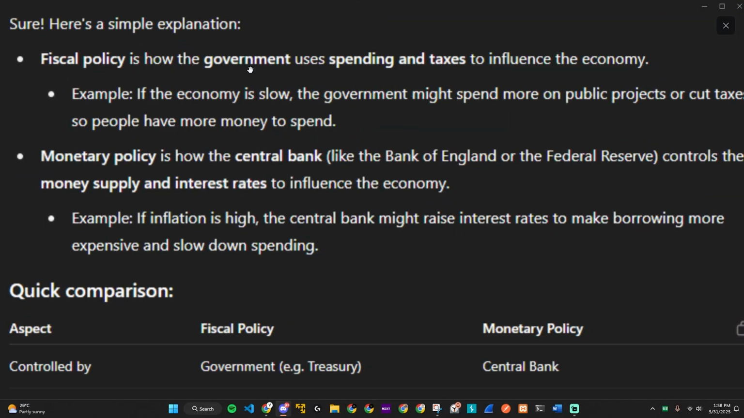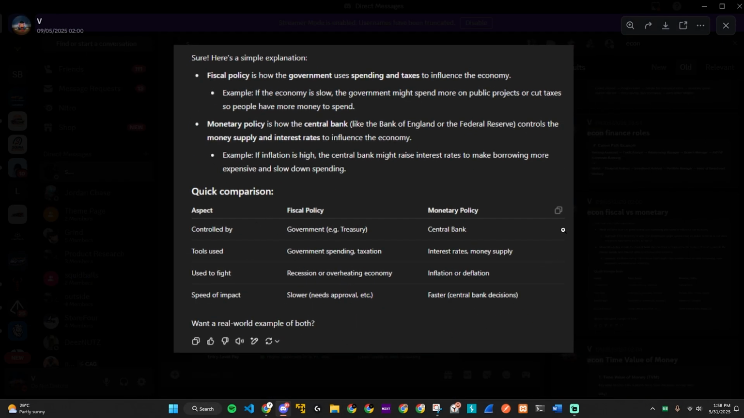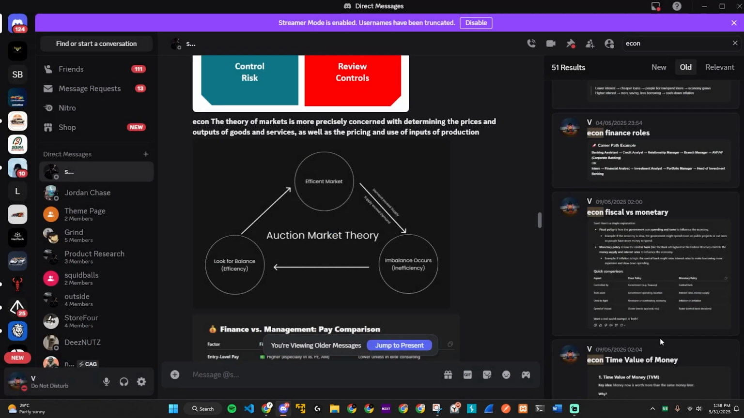So you can see fiscal is obviously government, and monetary is obviously central banks and money bodies, basically, as you can see. So let's move on.